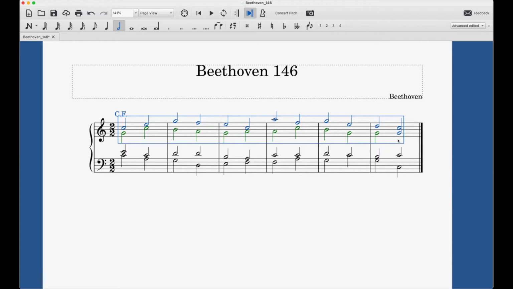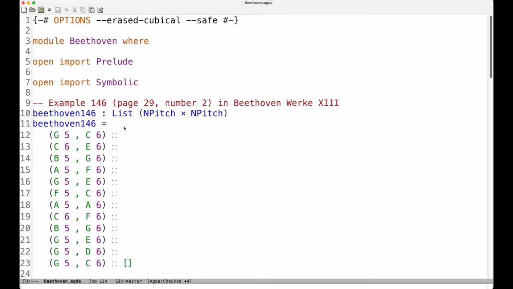And let's look and see what kind of analysis we can do. So it starts off with G above middle C and then C above middle C, which are encoded as G5, C6. C5 is middle C according to the MIDI standard. And we enter all the notes similarly, pretty straightforward.